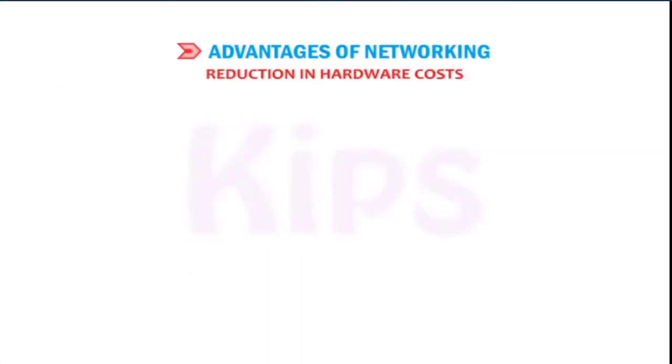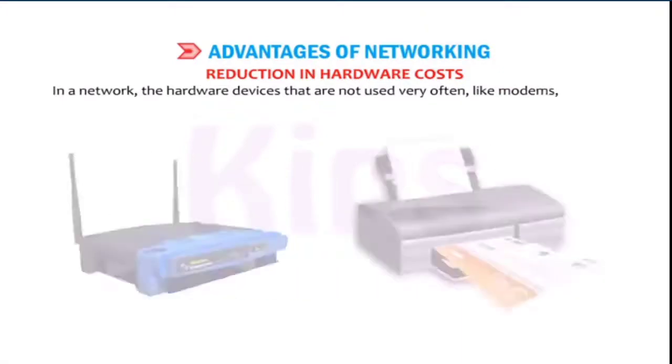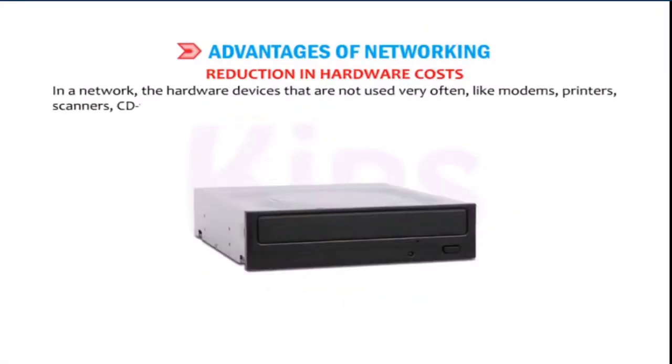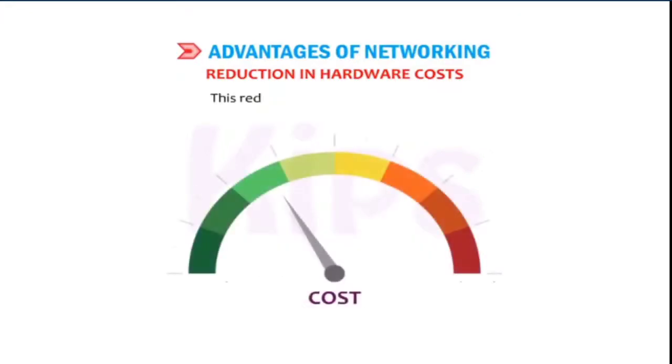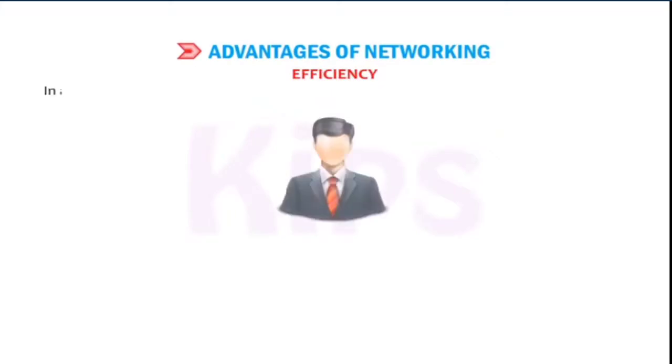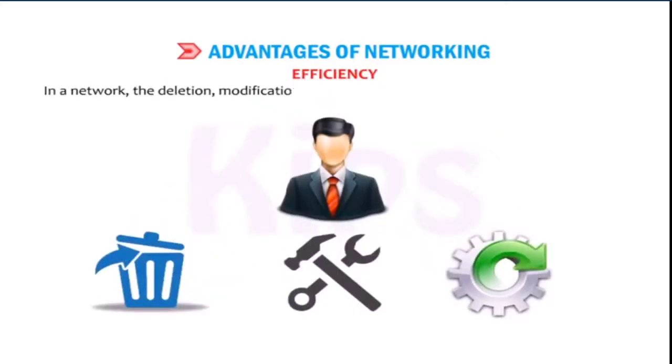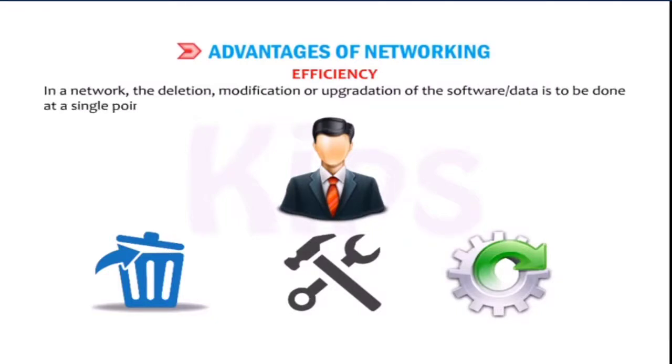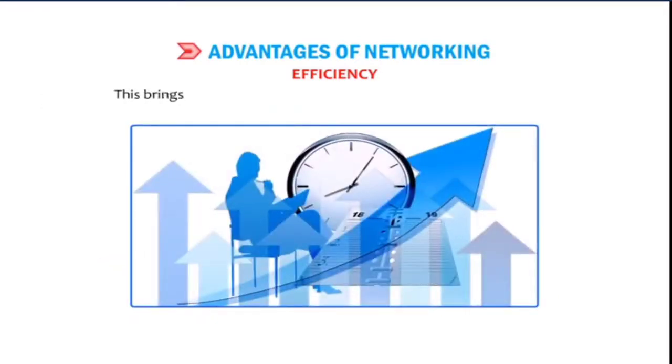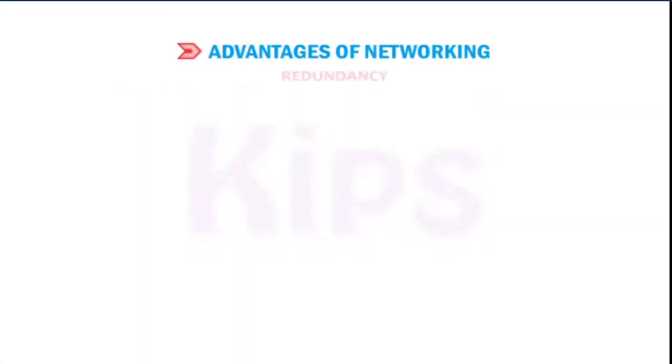Reduction in hardware cost. In a network, the hardware devices that are not used very often, like modems, printers, scanners, CD writers, etc., can be shared. This reduces the cost of the hardware. Efficiency. In a network, the deletion, modification, or upgradation of the software or data is to be done at a single point only. This brings more efficiency and effectiveness into a working system.